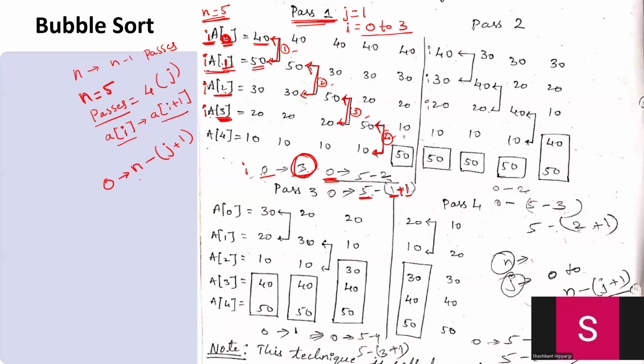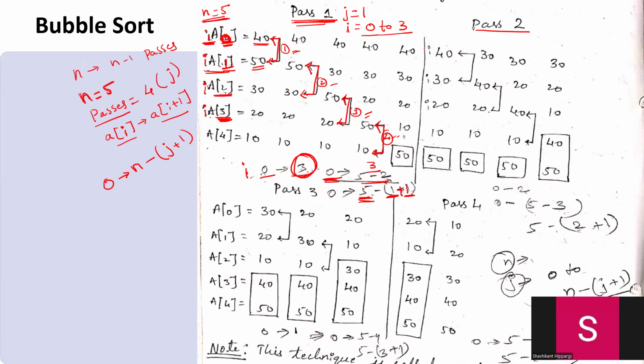So if we apply this to pass 1, the number of elements we have is 5. We are in pass 1. So 5 minus 1 plus 1 is 2, and 5 minus 2 will be evaluated to 3. The range of I will be from 0 to 3. In that case, we will have 4 comparisons. Let us try to understand this with the next pass.